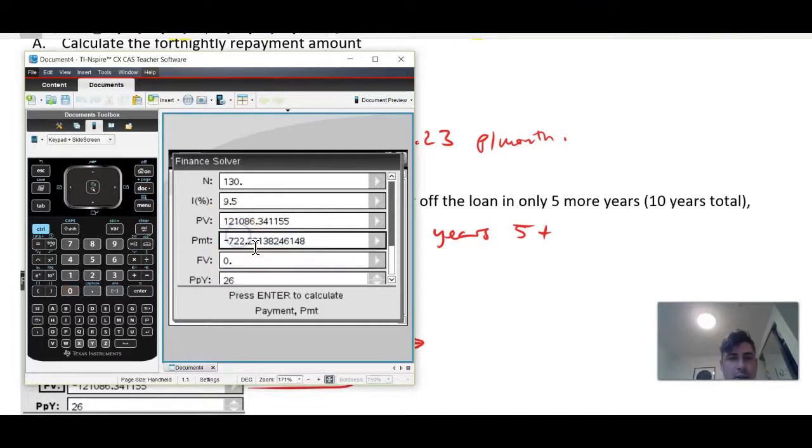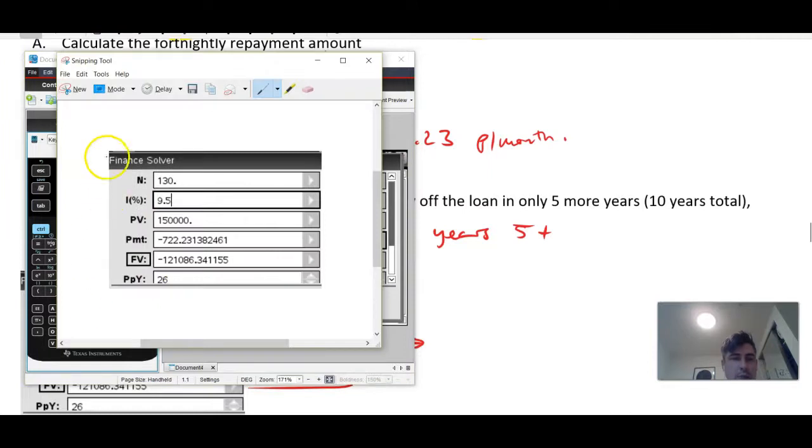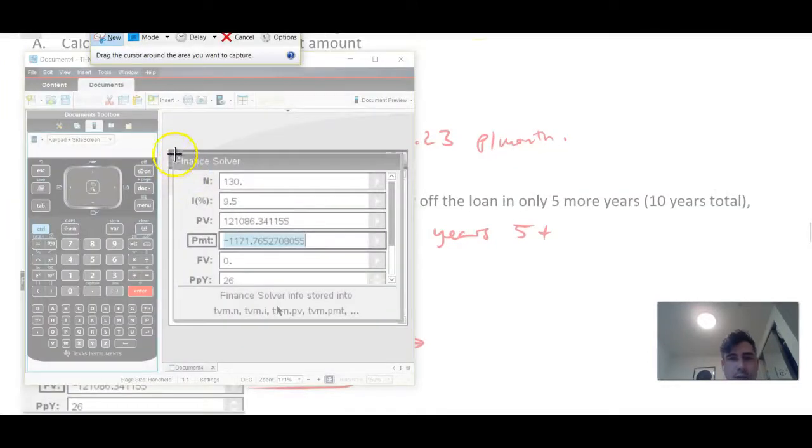Now we want to know what the repayment amount needs to be if that's going to be 5 years instead of what should be there, which is another 10 years. So we're going to leave that as 130, which is 5 years of repayments, and we're going to delete the PMT and press enter. You don't actually need to delete it, I'm just showing you to make a point that that's the unknown. And we hit enter, and that's the new repayment amount that we need in order to finish the loan in that amount of time.